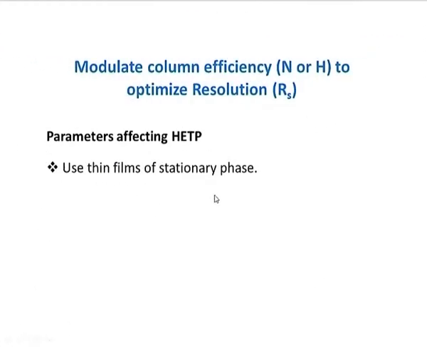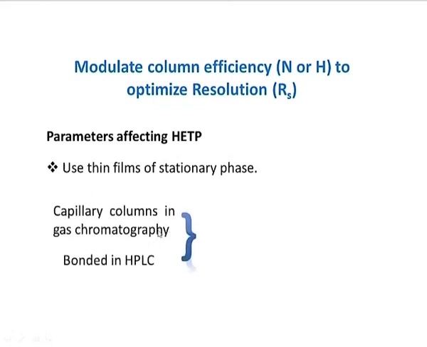The other thing one can do is forget about solid stationary phases and use thin films of stationary phases. To this end, one can use capillary columns in gas chromatography or bonded stationary phases in HPLC. In both cases, this Cs term, mass transfer in the stationary phase, would become 0, since you do not have a solid stationary phase, and hence you would be able to reduce the plate height to a bare minimum, and then the column efficiency would be very high.